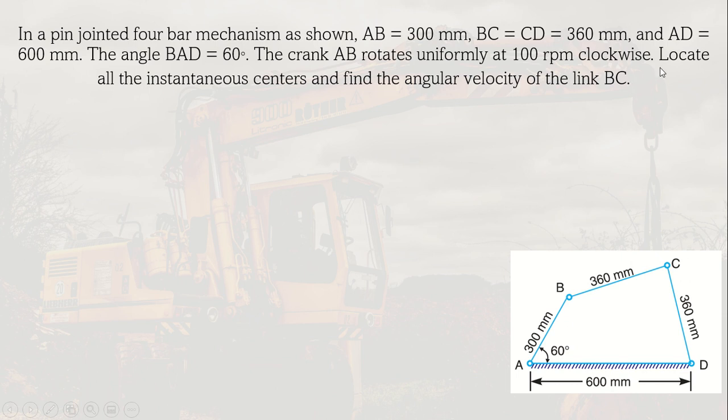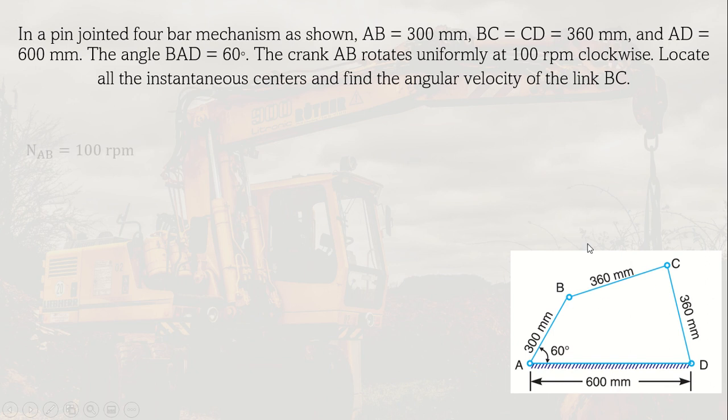So you're going to locate all the instantaneous centers and find the angular velocity of link BC in this position. If the position of this crank is at 60 degrees with respect to the ground, what would be the instantaneous centers, including the virtual instantaneous centers, and also find the angular velocity of link BC. So we want to get omega BC, or the angular velocity of link BC.